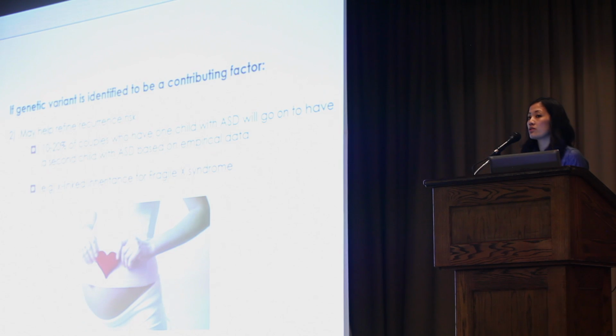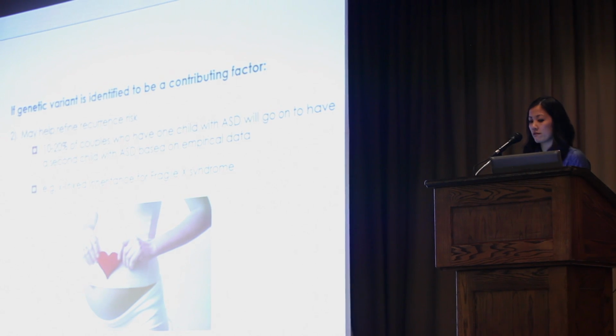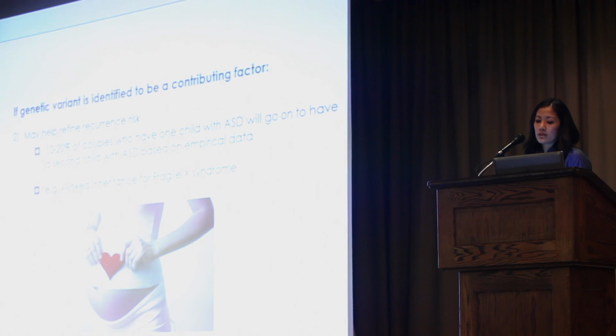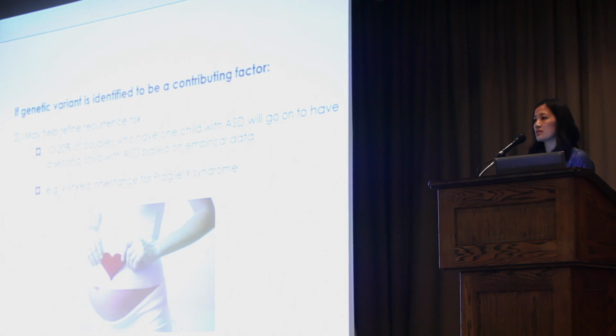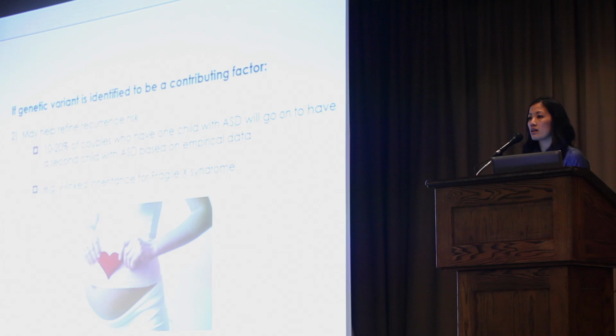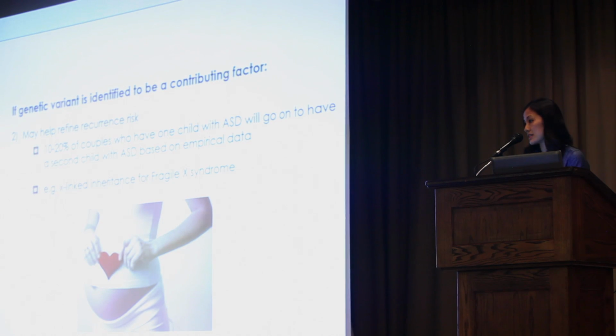That's different if we know the genetic underlying contributing factor or cause. For example, if the autism is a part of the underlying Fragile X syndrome, then the inheritance pattern is X-linked inheritance, where the chance is as high as 50%.